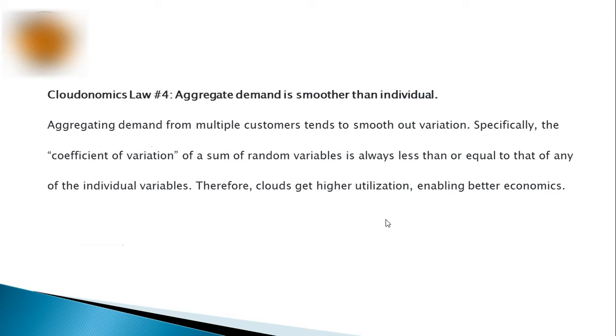Next is law number 4. Aggregate demand is smoother than individual. Aggregating demand from multiple consumers tends to smooth out variation. Specifically, the coefficient of variation of the sum of random variables is always less than or equal to that of any individual variable. Now, what does it mean?